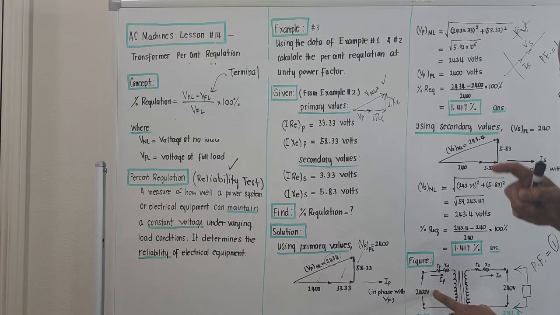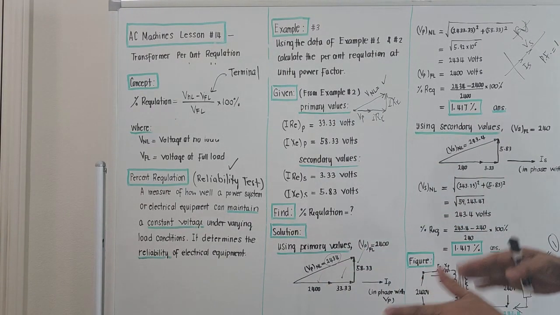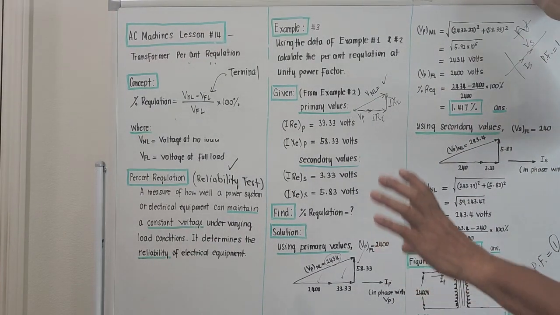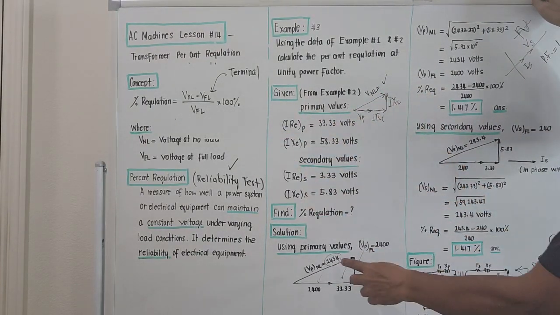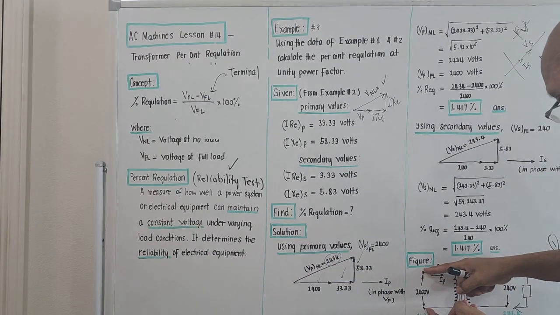Because if it's less than 2400, the specification given on the transformer is wrong, right? It's not reliable. The transformer is not reliable. So actually, they must produce 2434, so that the voltage that will arrive here will be 2400.